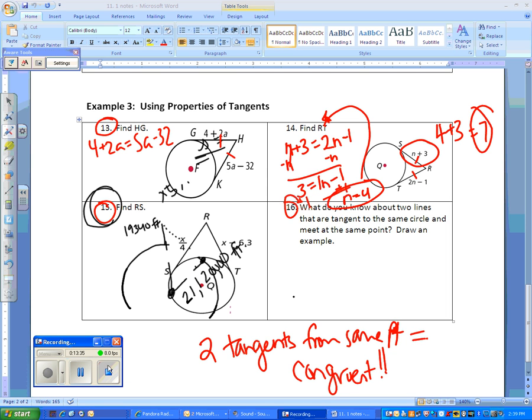So we talked about circles. Name 4 vocab words that you just learned today. Ready, set, go.